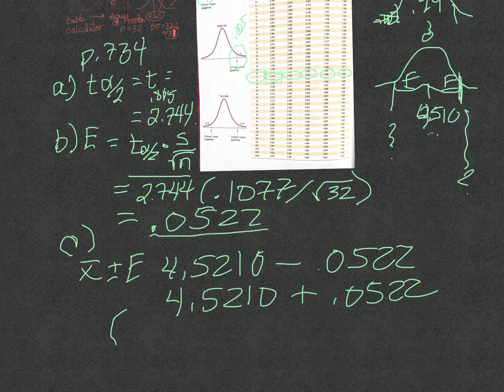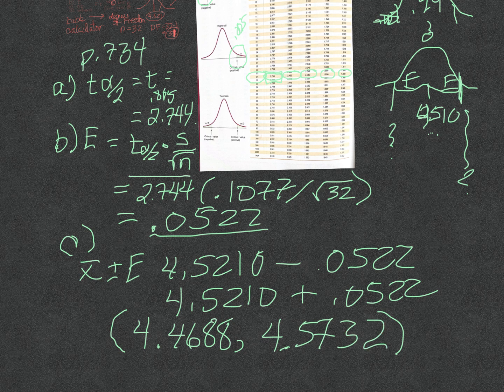And once I do that on a calculator, I get two numbers: a smaller number and a larger number. The smaller number is the left boundary on a number line for the confidence interval, and the larger number is the right boundary. Remember, when we look at this graph with 4.521 in the middle, this is a number line here. And so the 4.57 is right there.